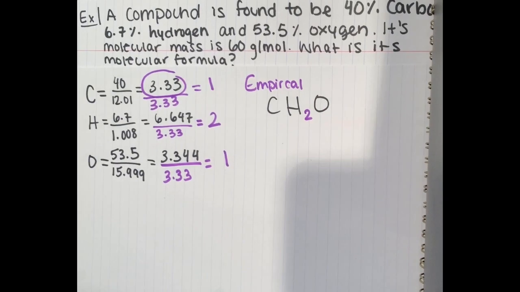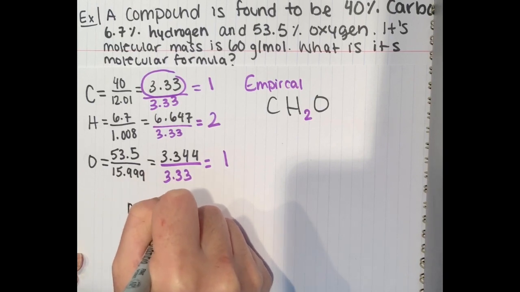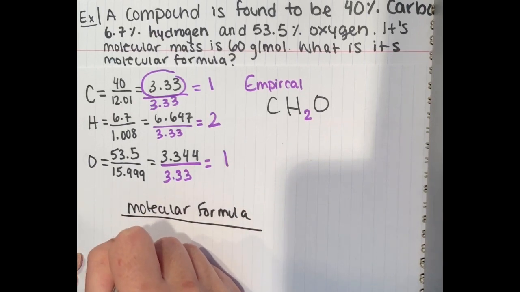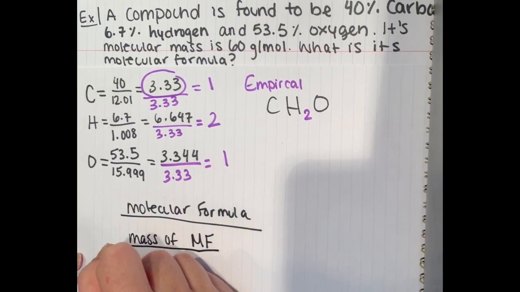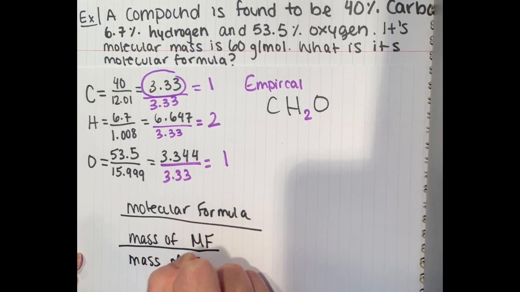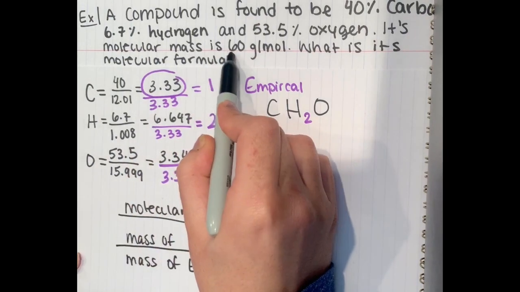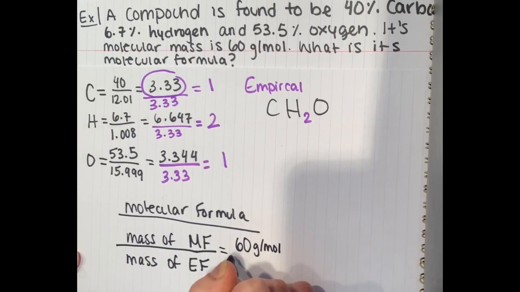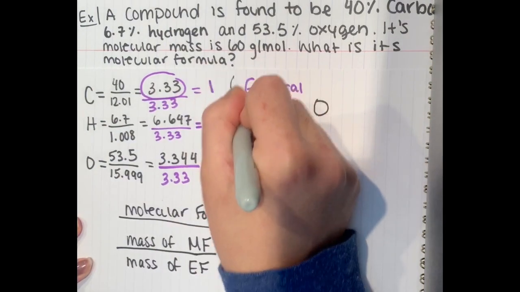All right, so now we're going to figure out the molecular formula using the empirical formula. And remember, to figure out the molecular formula, it's going to be the mass of the molecular formula over the mass of the empirical formula. The mass of the molecular formula is given to us. It's 60, so I'm going to plug in 60 grams per mole. And now I just have to figure out the molecular mass of the empirical formula, which by now we should be experts in doing.